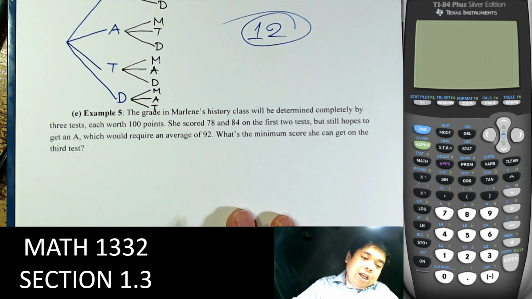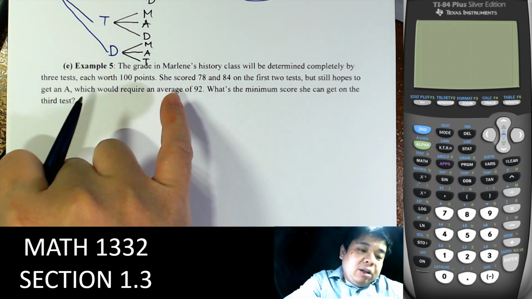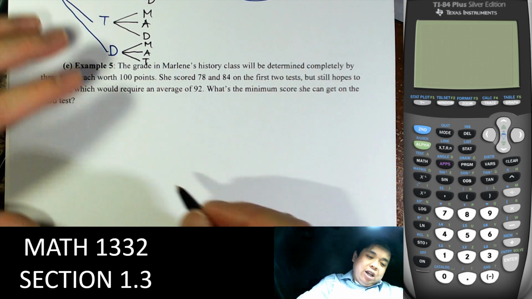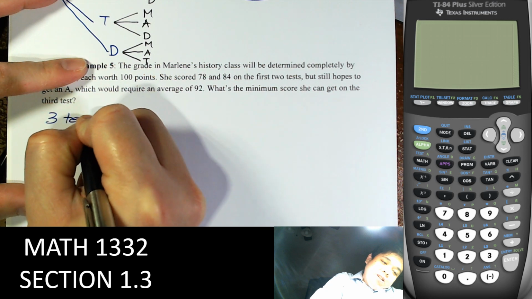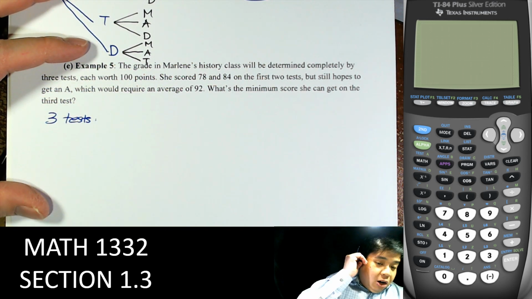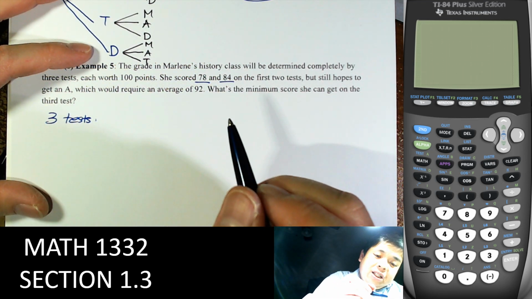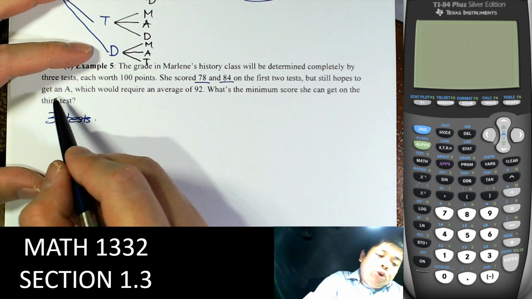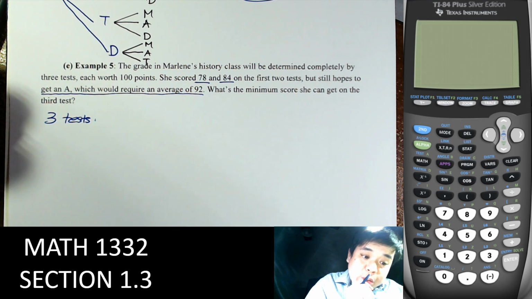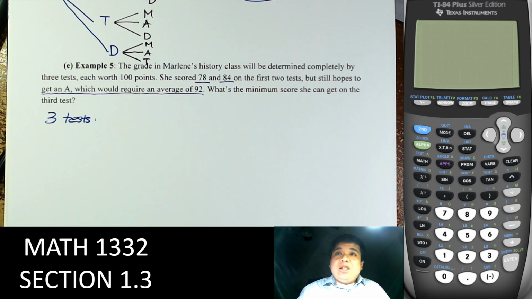Right, next. The grade in a marine history class is determined by completing 3 tests. So there are 3 tests. Each test is worth the same points. She scored 78 on the first one, 84 on the second, and still hopes to get an A. An A is 92 or above. What is the minimum score she can get on the third test to get an A?